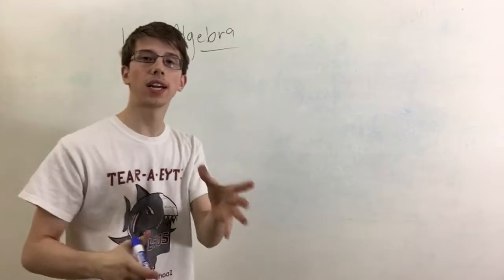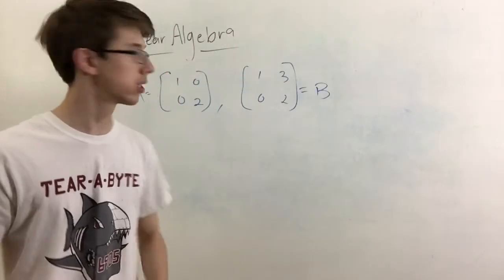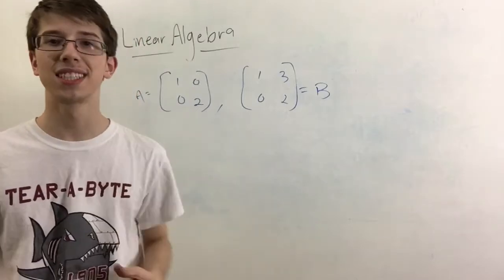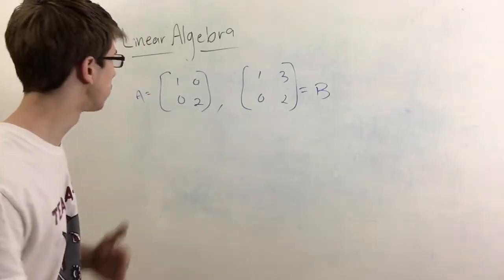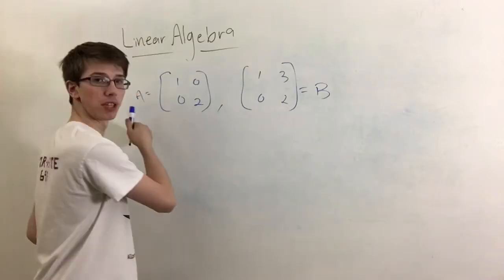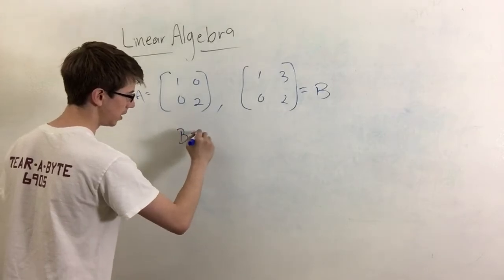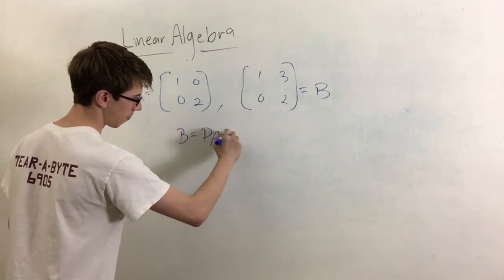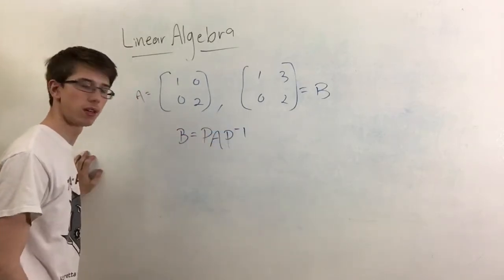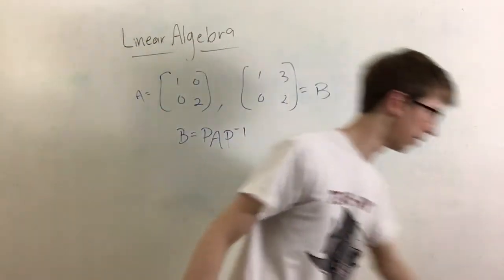The next question is, how can I determine if two matrices are similar? So, similar matrices are matrices that can be written in terms of a diagonalization of the other. Now, what does that mean? It means that if I have a matrix A like this and a matrix B like this, then I can rewrite this as B is equal to P A P inverse. Or P is the eigenbasis of the eigenvalues of B.